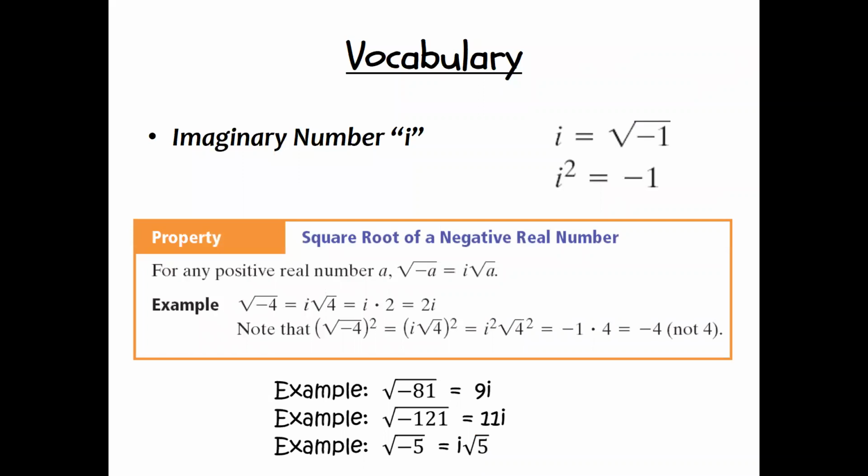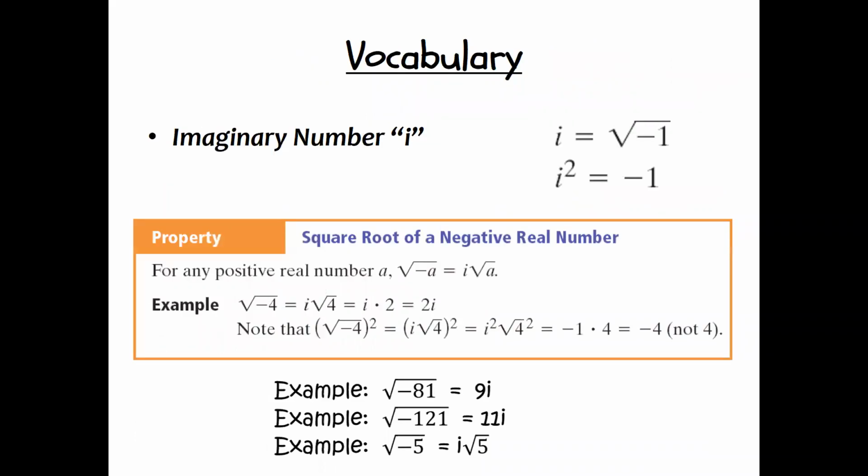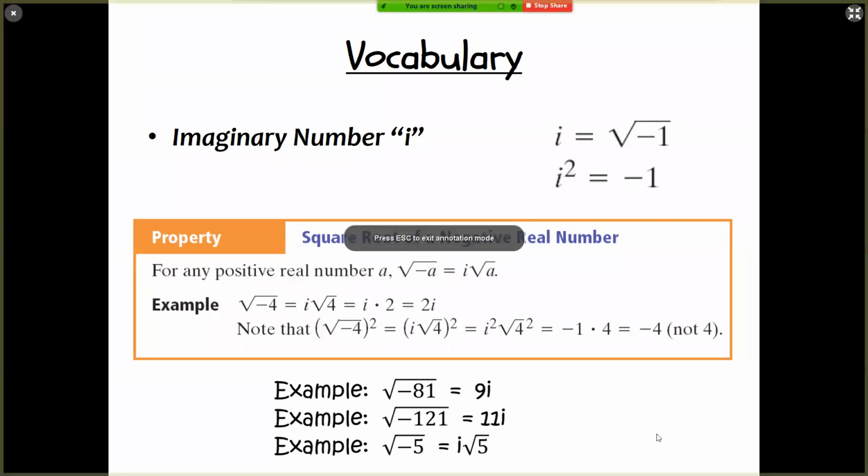So some vocabulary. The imaginary number is just a lowercase i. And i is just equivalent to the square root of -1. So if you have a calculator and you type the square root of -1 into it, it's going to give you some type of error message. You can't compute the square root of -1 in your calculator because it's an imaginary number.